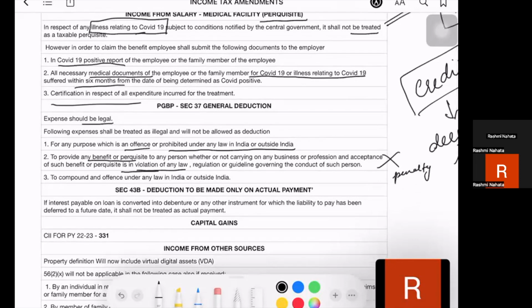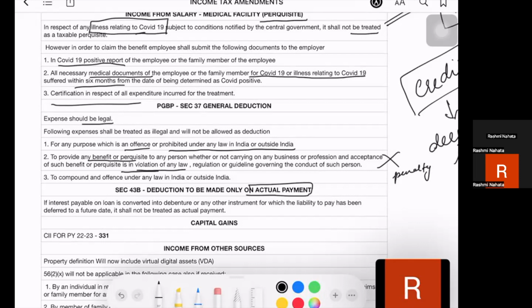Next, we have 43B. Here, deduction is to be made only on actual payment. So this is the list which we have, normally all your taxes should be paid before the due date of filing of return. All your PF should be paid, all of that.